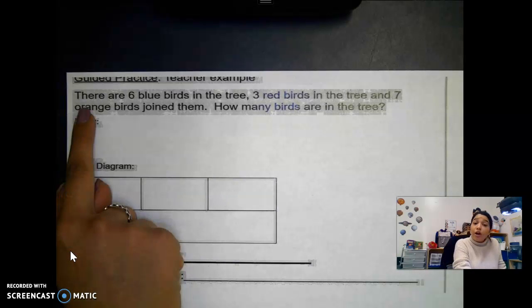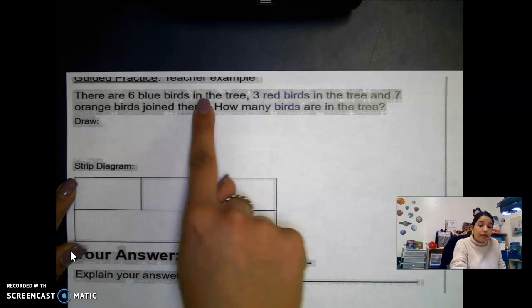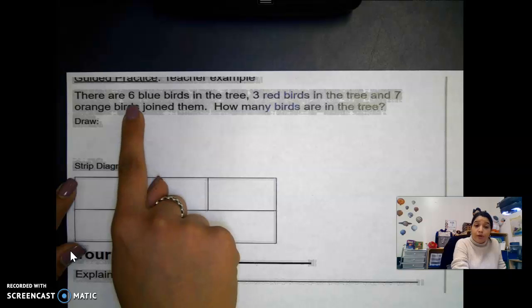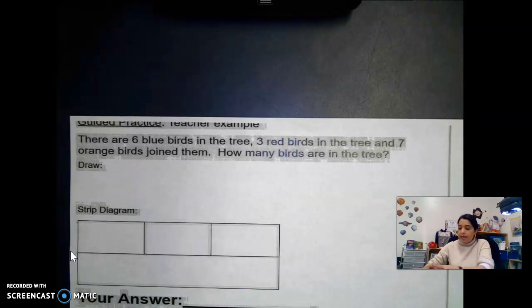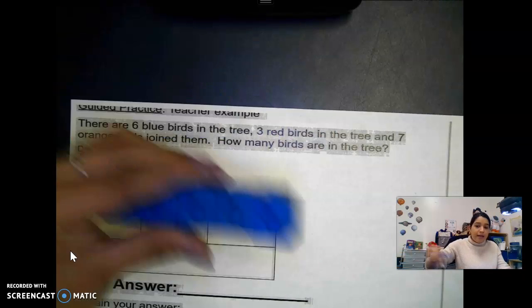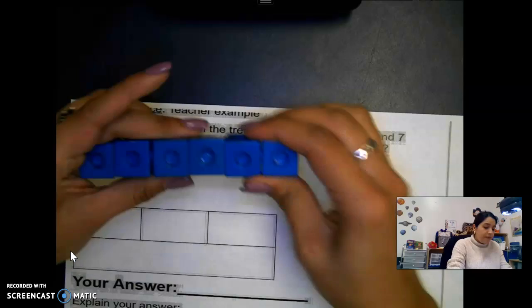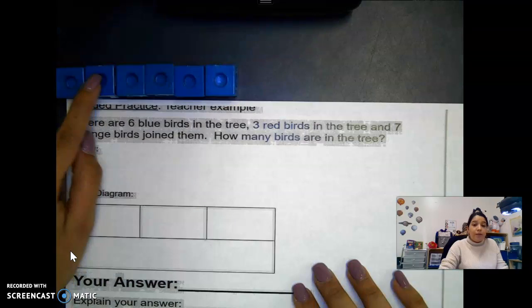Let's look at our first number. Let's read the sentence again. There are 6 blue birds in the tree. How many blue birds are in the tree? 6. So I'm going to go ahead and get 6 linking cubes in order to represent my blue birds. So I have 1, 2, 3, 4, 5, and 6. I have 6 linking cubes right here to represent my bluebirds.